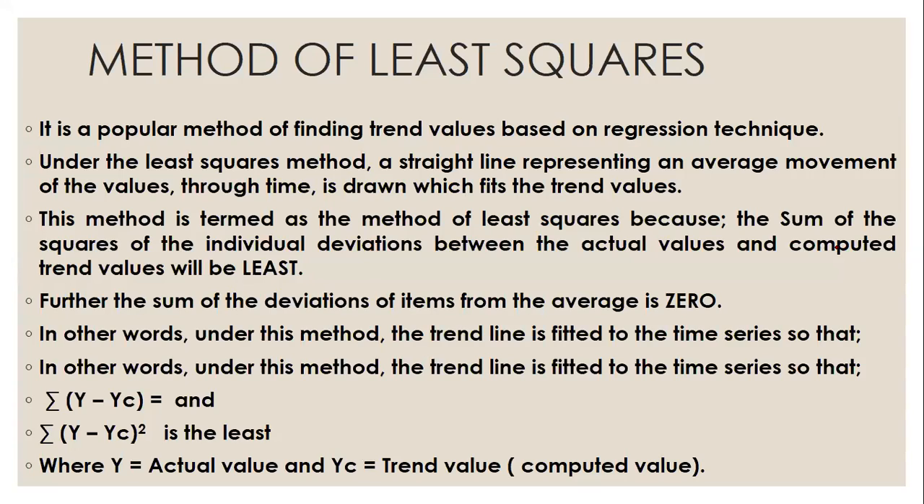Further, the sum of deviations of the items from the average is zero. All this we will understand in a problem; I think that will make more sense than only sticking to the theory. In other words, under this method, the trend line is fitted to the time series so that summation of y minus yc is equal to zero, and summation of (y minus yc) squared is the least value. Here y is the actual value and yc is the trend value or the computed value.